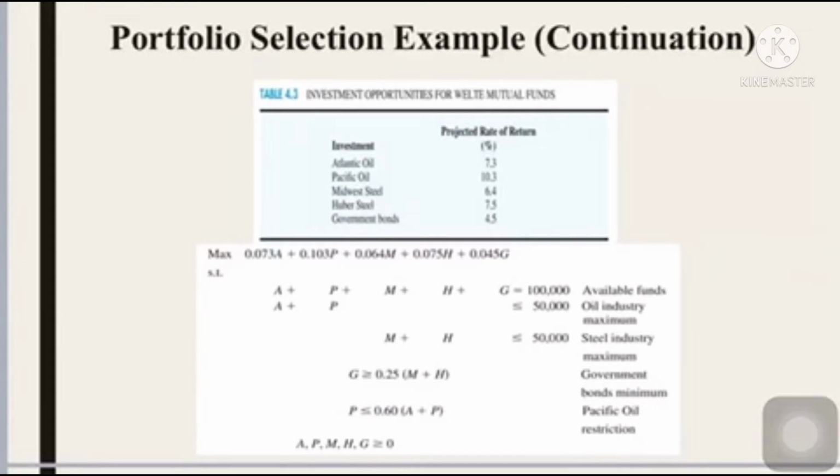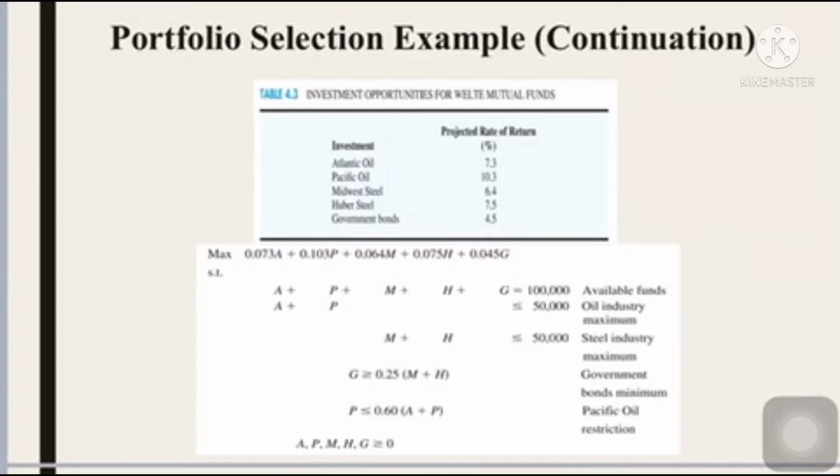So let A represent dollars invested in Atlantic Oil, P represent dollars invested in Pacific Oil, M represent dollars invested in Midwest Steel, H represent dollars invested in Hoover Steel, G represent the dollars invested in government bonds. Using the projected rates of return shown in Table 3, we write the objective function for maximizing the total return for the portfolio as max 0.073A + 0.103P + 0.064M + 0.075H + 0.045G.